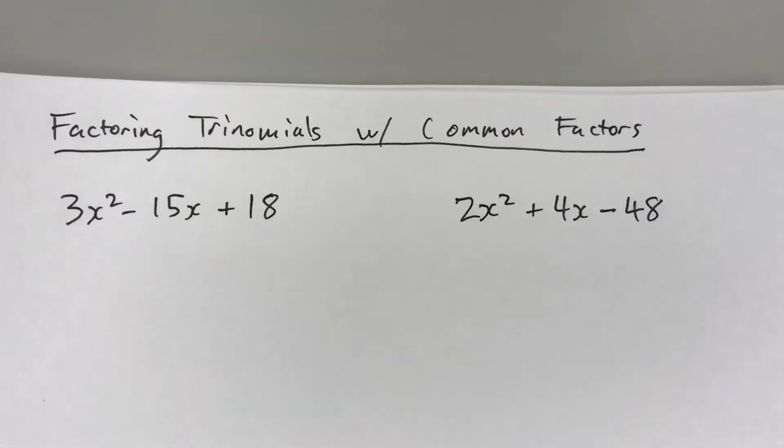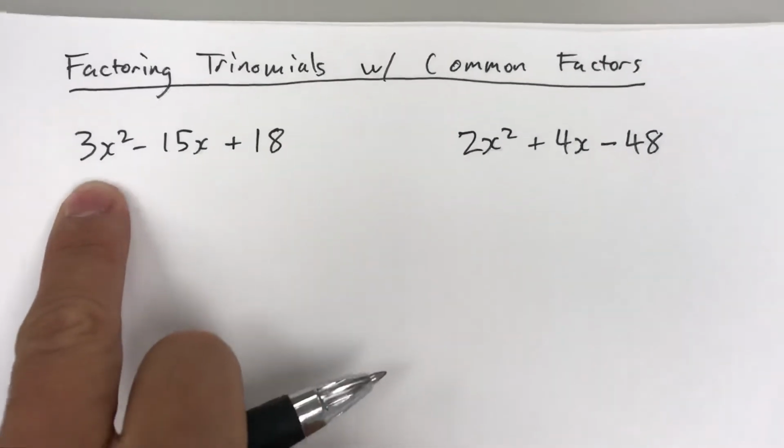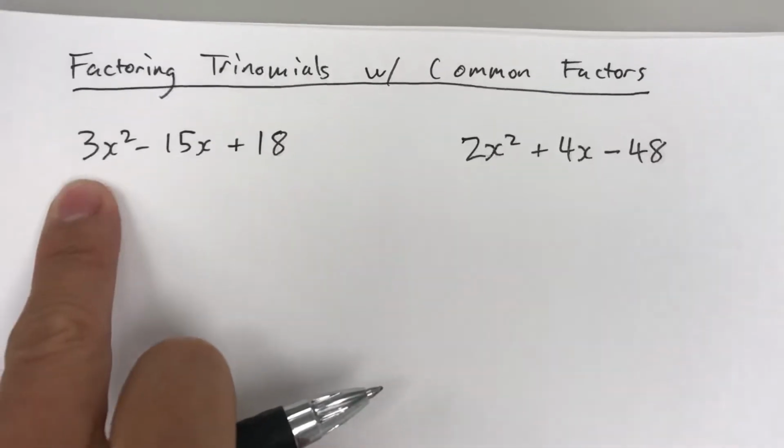So here's the last video, and it's a combination of the two previous skills that you guys learned, okay? This is titled Factoring Trinomials with Common Factors. Now, if you notice this, it doesn't start off with just x squared, it's 3x squared, okay?